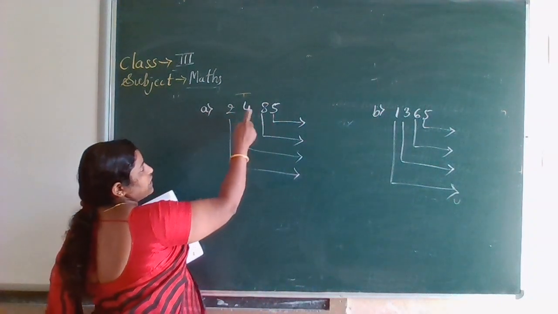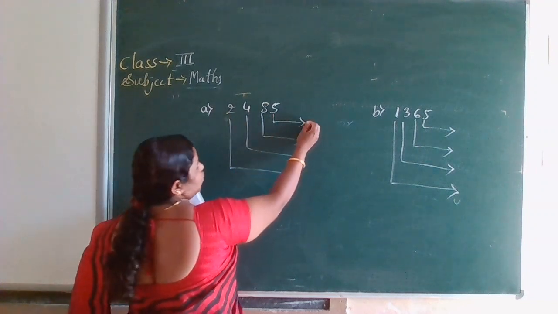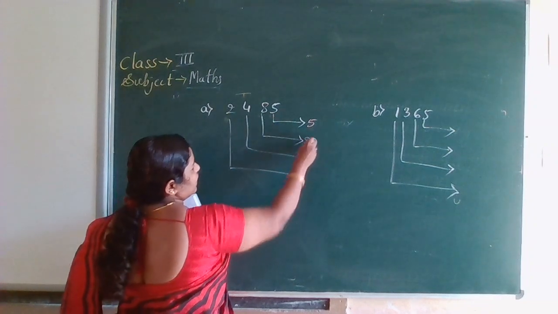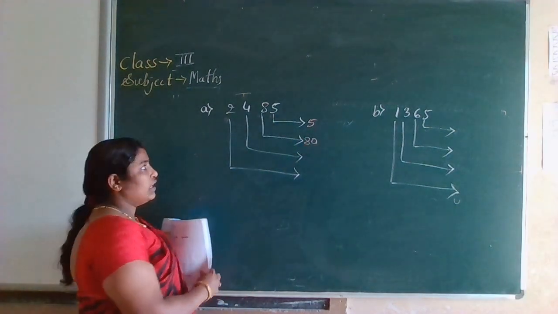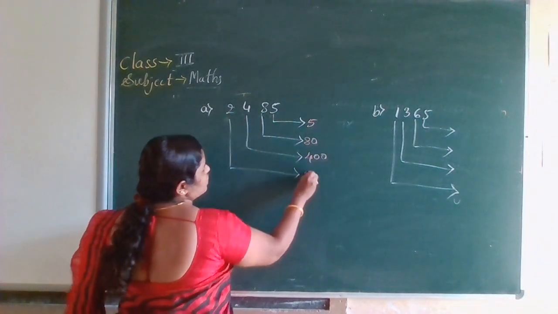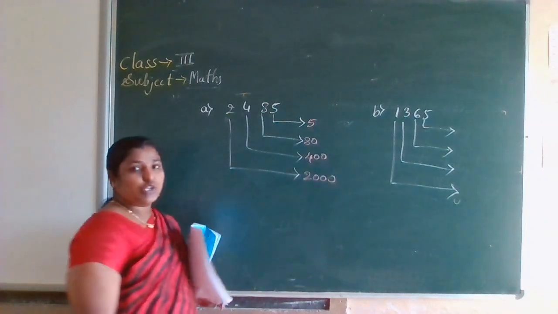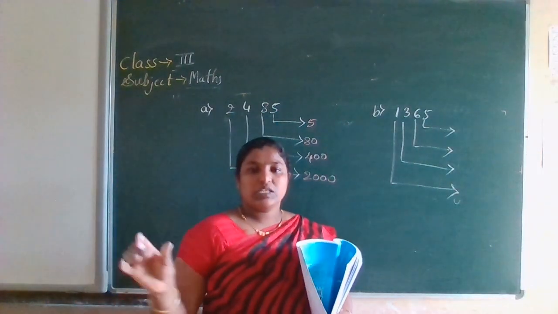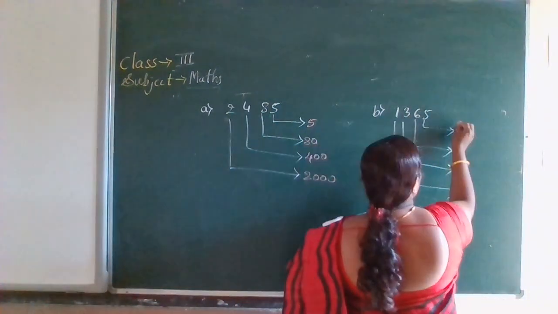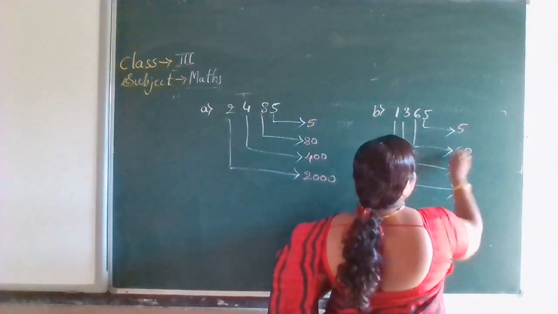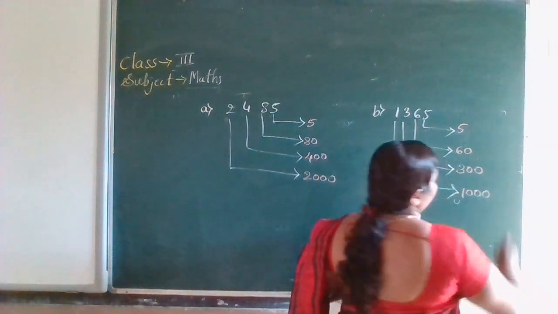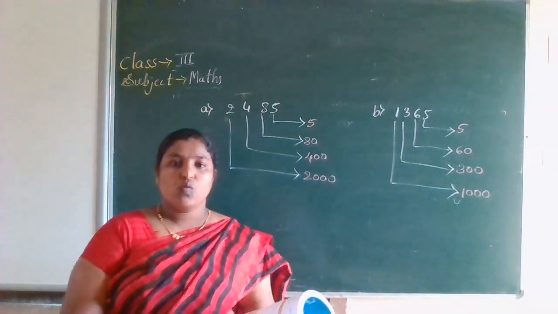5. This is ones, tens, 100, 1,000. 5 into 1, 5. This is tens, 10 into 8, 80. Or 8 into 10, 80. 4 into 100, 400. 2 into 1,000, 2,000. You should be perfect about places: ones, tens, 100, 1,000. Okay. Now see, 5 into 1, 5. 6 into 10, 60. 3 into 100, 300. 1 into 1,000, 1,000. These are the place values.